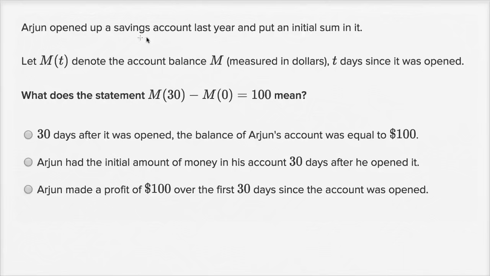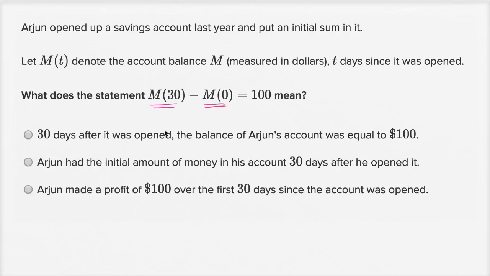Arjun opened up a savings account last year and put an initial sum in it. Let M of t denote the account balance M, measured in dollars, t days since it was opened. What does the statement M of 30 minus M of 0 equaling 100 mean?